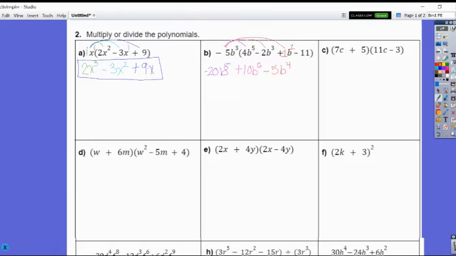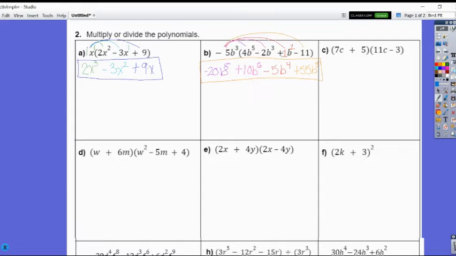And lastly, I've got to multiply by my final term. So negative 5 times negative 11 makes positive 55. And b to the 3 times no other b's, so that variable stays the same. Here is our final answer because every term has a different exponent on b, so nobody else is a like term, nobody else can be added together.